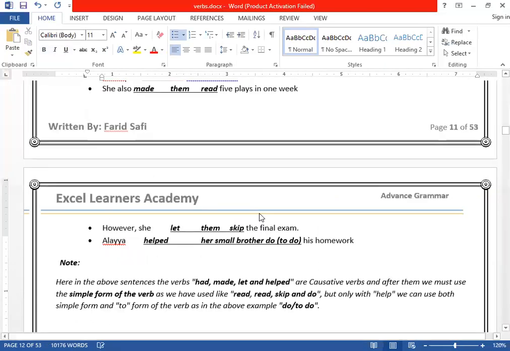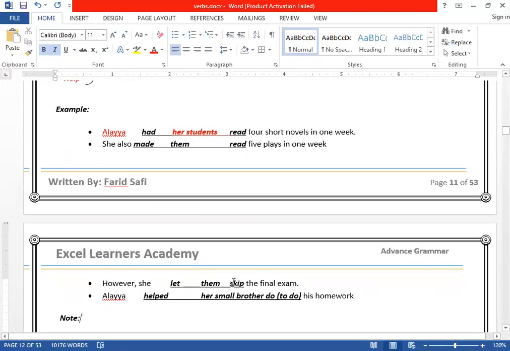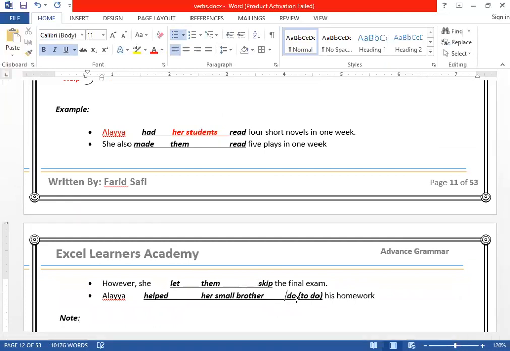But with these four, have, make, and let, and help, it will be without to. With have, make and let there is no to. Skip to. Here we use do, not to do. Clear? To do his homework, or do his homework, both are fine with help, since help allows both possibilities.